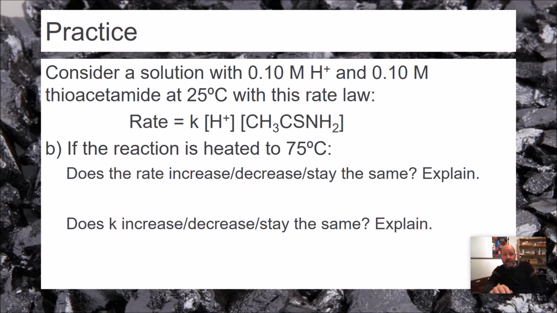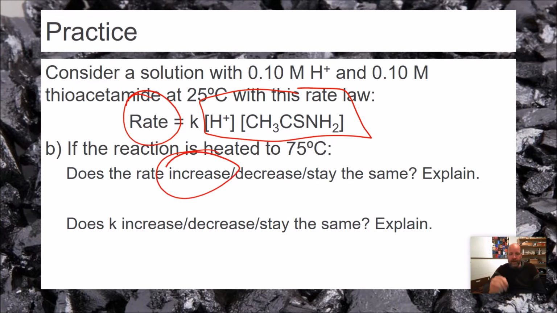We look at part B here, we're heating it. So now we're changing K, right? Because we're not changing the concentration. The concentration is exactly the same, but the rate is definitely going to increase. We know that heating a reaction makes it react more quickly. That's always the case because particles are moving faster, more collisions. The collisions have more energy. All of that is going to make it so that we have a faster reaction rate.